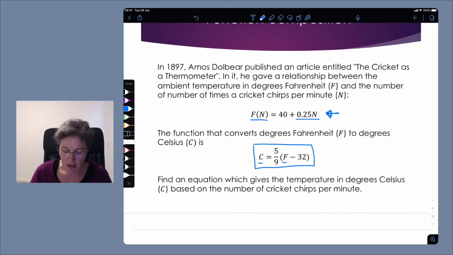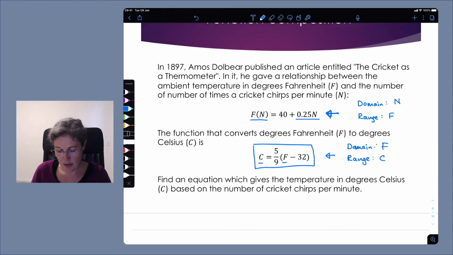equation. Now it takes in as its domain the number of cricket chirps, and its range is Fahrenheit. So those are both numbers, but the point is it's taking in cricket chirps and it's spitting out Fahrenheit as a function. What about this equation over here? Well, this is a function which takes in Fahrenheit and it spits out as its output Celsius.